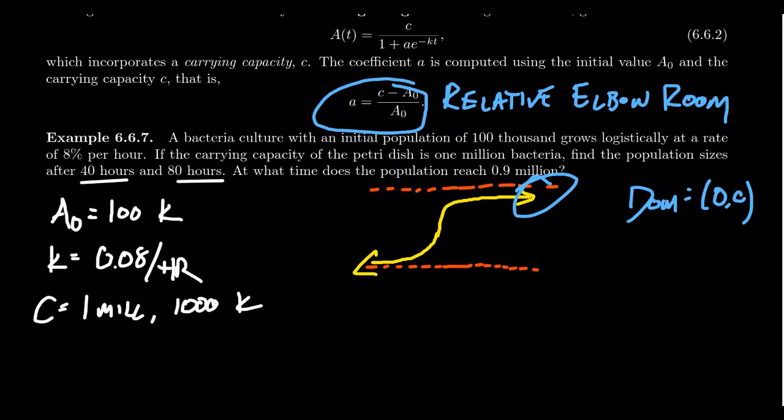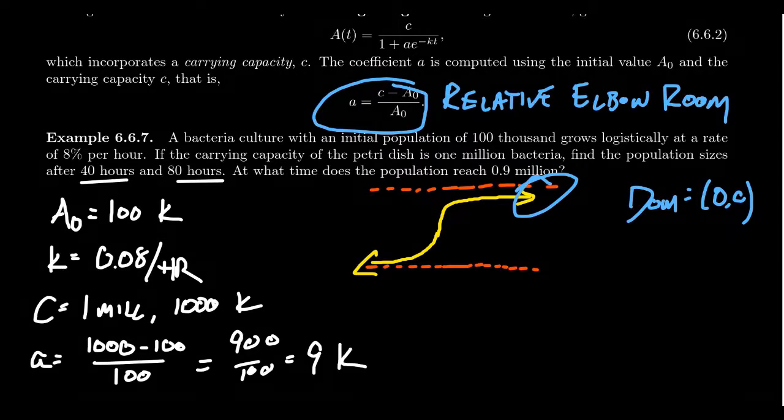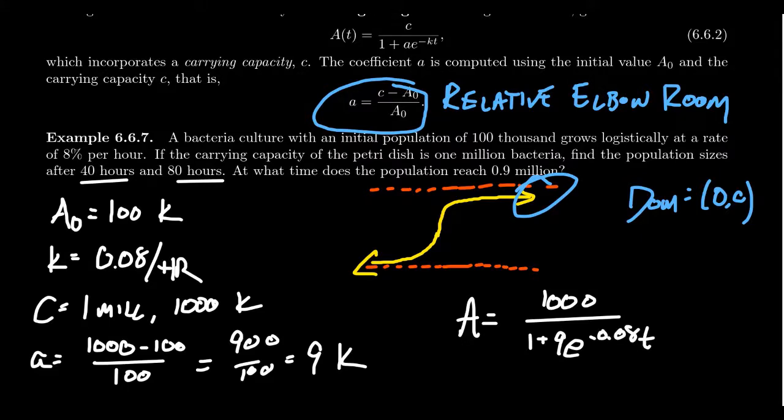And so let's look at this using our logistic model. What we need to do is fill in the numbers right here. We have the carrying capacity of 1,000. Now we have to compute this a value. So a, by the formula above, takes our carrying capacity, which will be 1,000, minus our initial, which is 100. And again, these are all multiplied by 1,000, divided by 100 right here. So we're going to get 900 divided by 100, so we end up with the coefficient of 9. We should think of this as 9,000, but we'll just multiply whatever final answer we get by 1,000 in the end. So our formula for the amount after a given time will look like 1,000 divided by 1 plus 9 times e to the negative 0.08t, where t is being measured in hours.